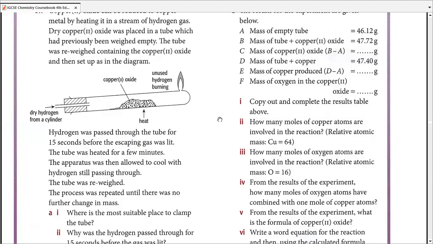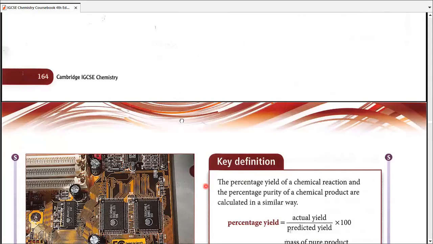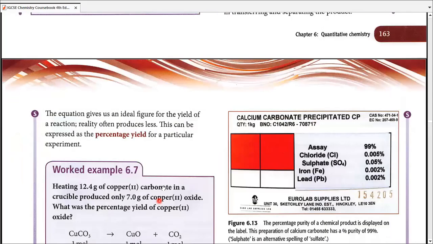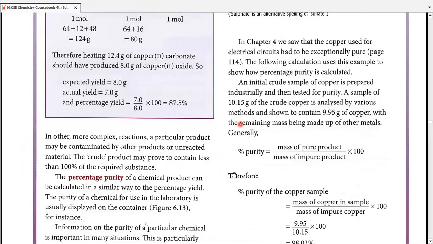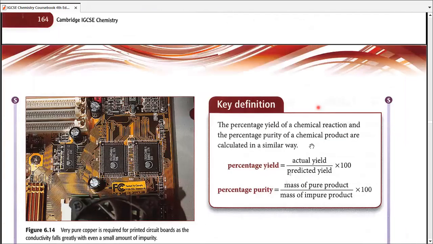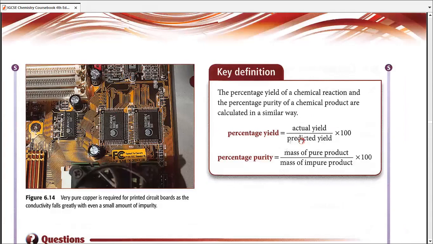Okay, so I'm going to go back to percentage yield since we're done with percentage purity. Here's percentage yield. So percentage yield is actually what is produced in the reaction. Yield means product. And there are actually two to three different kinds of yield. The actual yield, which is actually produced in a reaction. Predicted yield, what you predicted you would produce in a reaction.